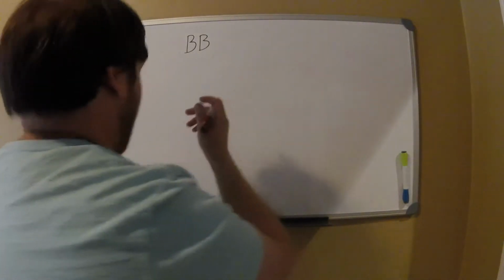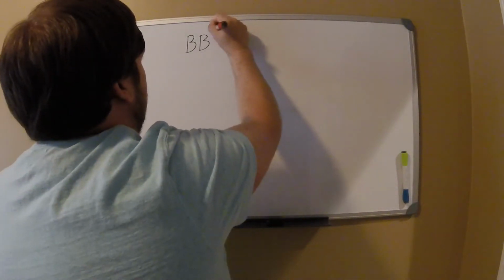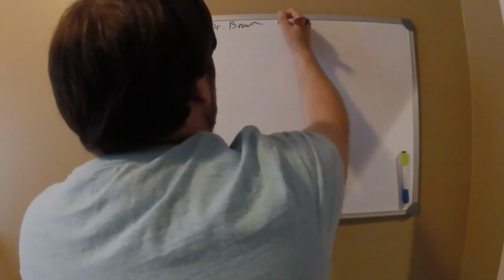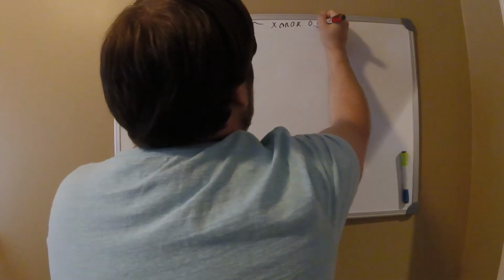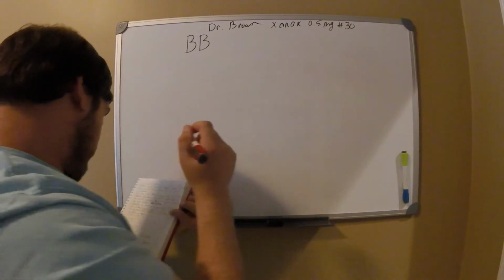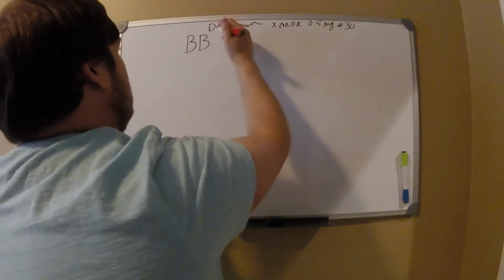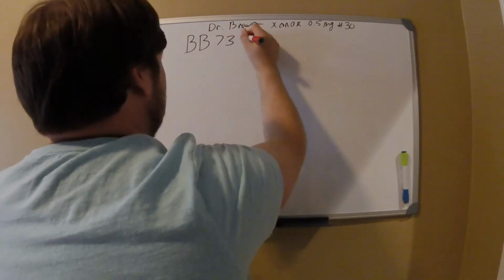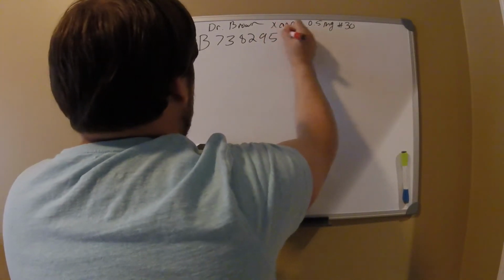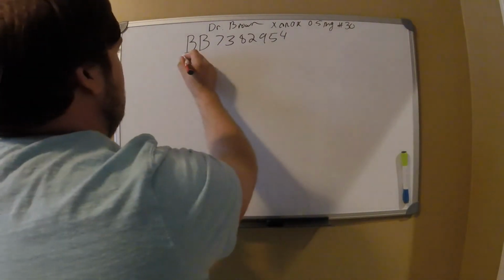All right, we'll say Dr. Brown writes a prescription for, we'll just stick with Xanax. It's a popular drug, number 30. And his DEA number, he writes on here, is 7382954.